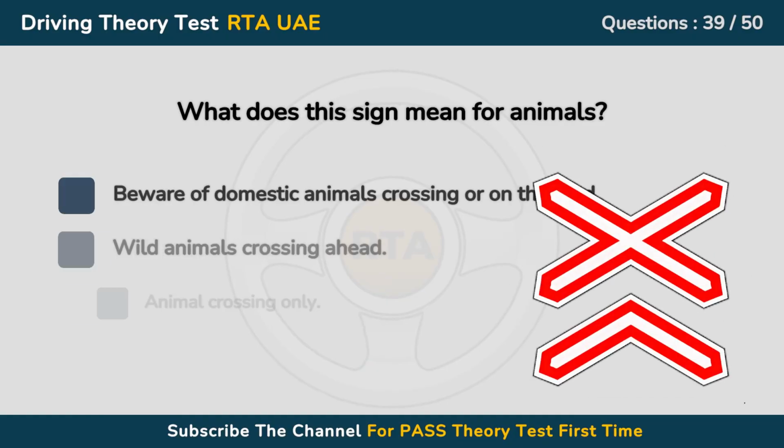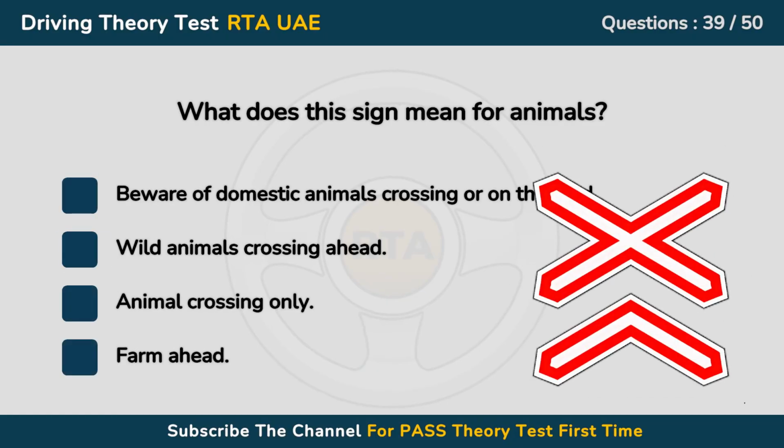Question 39. What does this sign mean for animals? A. Beware of domestic animals crossing or on the road. B. Wild animals crossing ahead. C. Animal crossing only. D. Farm ahead.